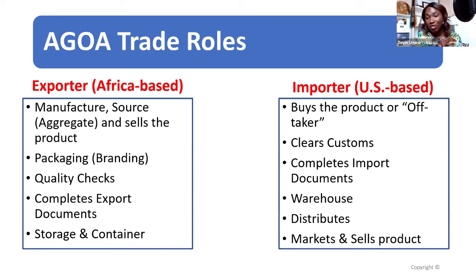You have responsibility for clearing customs, right? So one of the things that happens is the exporter on the African side is ready to export, but if they don't have a local partner in the US, you can't import. The US requires that the document has to be signed.